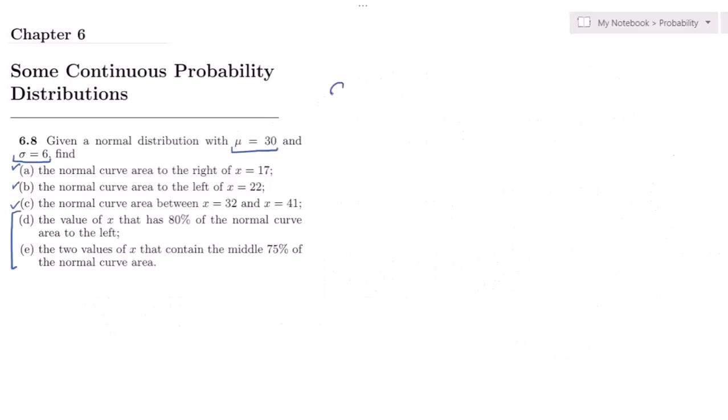Part D of our question is what? We have to find the value of x that has 80% of the normal curve area to the left. Okay, so let us have this normal curve.